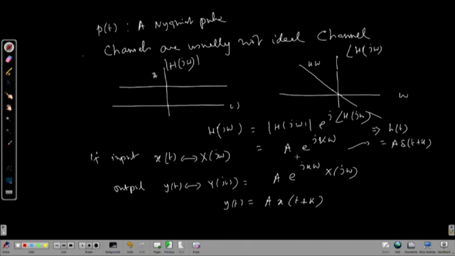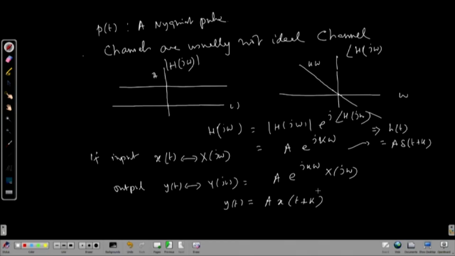remains as it is. K is negative, and therefore, in time domain, if you have a signal x t, that will be convolved with this, but A will remain as it is. x t convolved with delta t plus k will give you x t plus k. So, there is no change, x remains x, only delayed or advanced, whatever. Delayed, because k is negative.